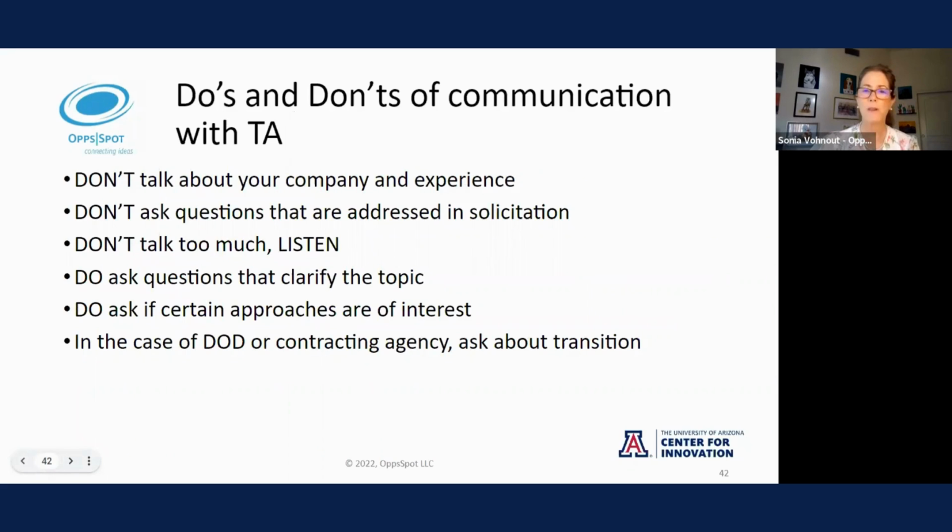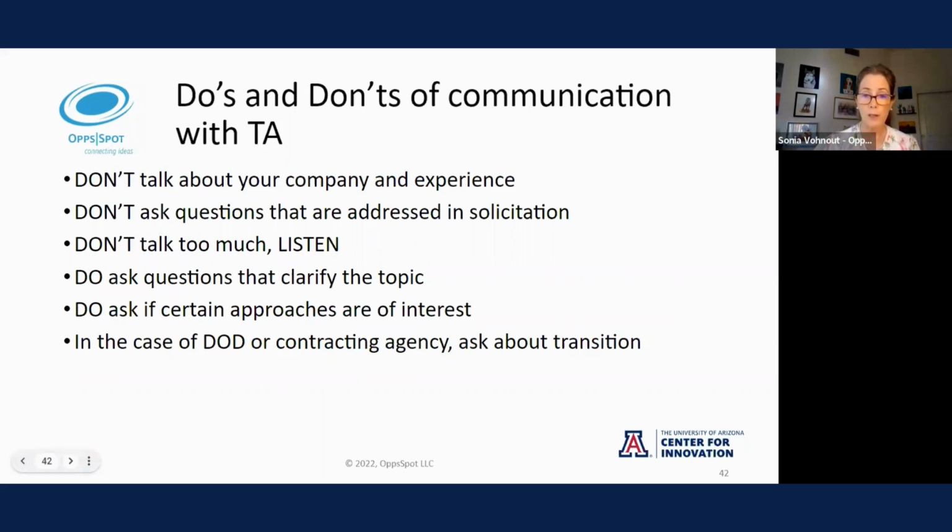So do's and don'ts. Do talk about your company experience. Don't ask things that are already in the solicitation or in the topic description. It drives them nuts and you already put them in a bad mood. Don't talk too much. Learn to listen, right? You can start a conversation by building a relationship. It's difficult to come up with the right set of questions, but then I would start there.